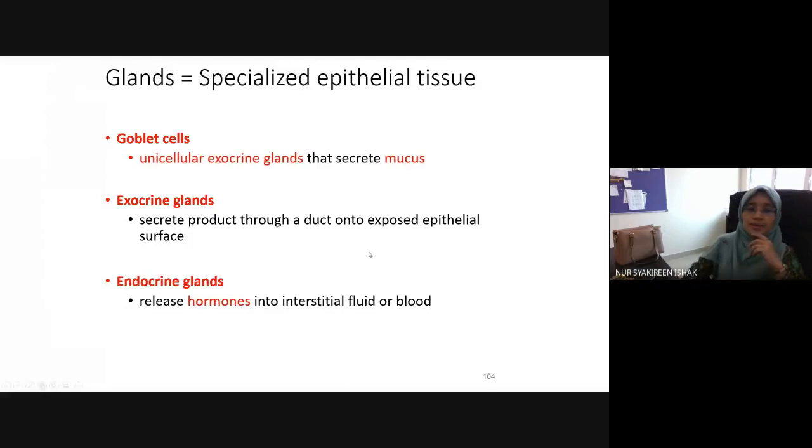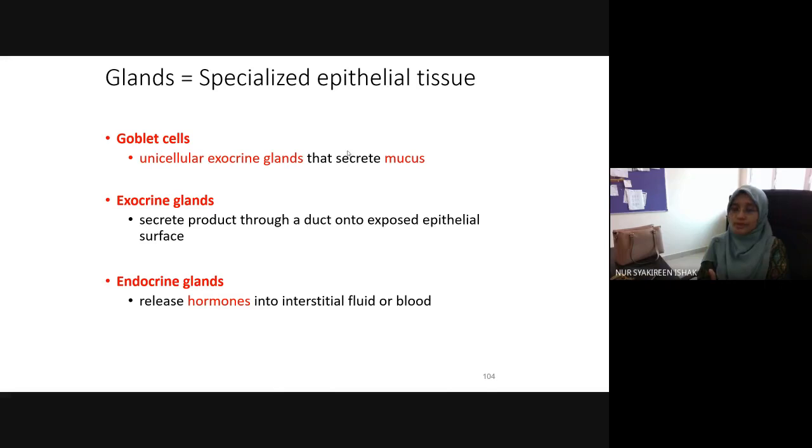And then the next one is glands. You have to know what glands are. Glands are specialized epithelial tissues. You have three examples here. Goblet cells, three types. So what are goblet cells? They are unicellular exocrine glands that secrete mucus. Where can you find goblet cells? They are found in the cells lining the trachea, where their function is to produce mucus to trap contaminants.